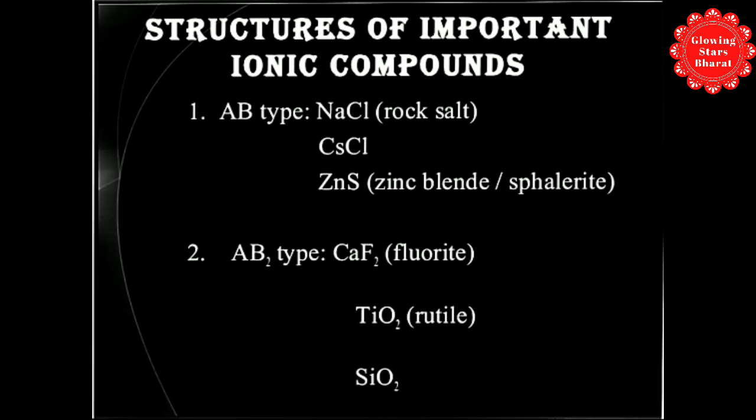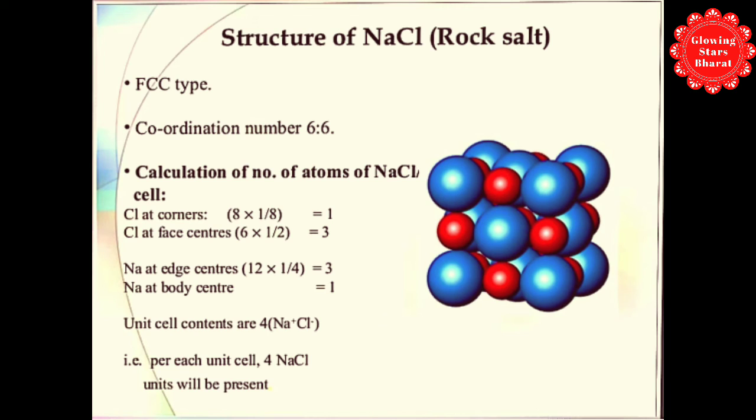just for example, chlorine at corner: 8 into 1 by 8 is equal to 1. Chlorine at face center: 6 into 1 by 2 is equal to 3. Sodium at edge center: 12 into 1 by 4 is equal to 3. And sodium at body center is equal to 1. Unit cell contains 4 into Na plus Cl minus. That is, per each unit cell 4 NaCl units will be present. Structure of sodium chloride, see the figure. Cubic unit cell, smallest particle units, sodium and chloride.